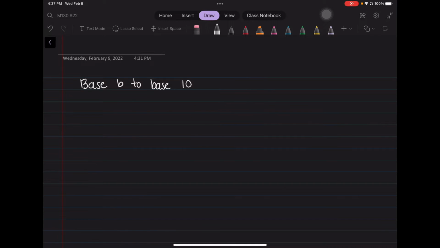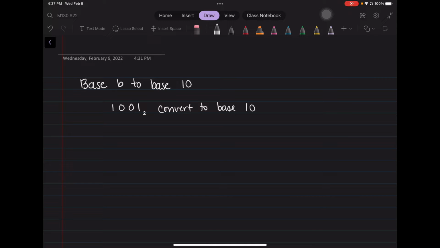Today we're going to talk about converting from base B to base 10. And when I reference base B, I mean any number that's a different base than base 10. For instance, let's say I had the number 10001 in base 2, and I wanted to convert to base 10.